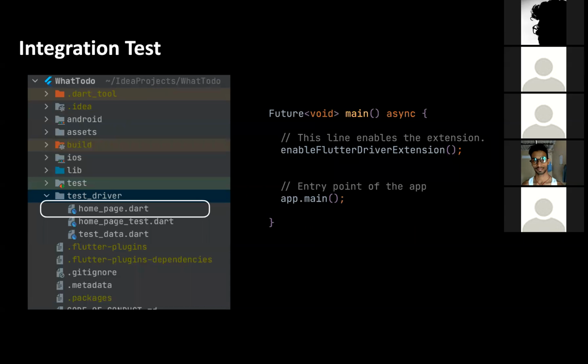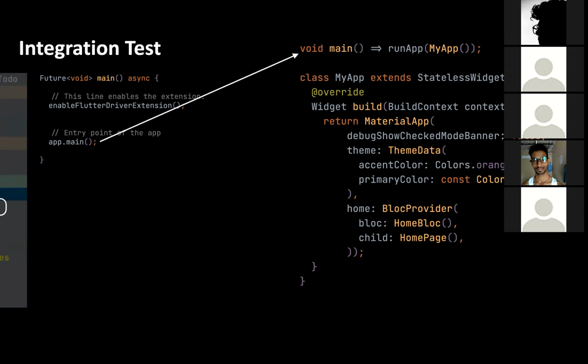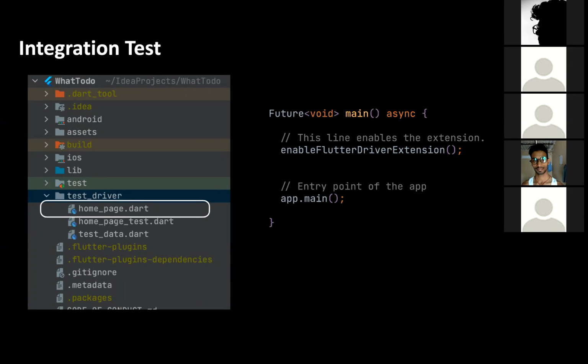So app.main is nothing but our entry point, our Flutter app, where the app starts. So this is our entry point. We are defining that, okay, start my app from main. So this is how we write the homepage, the entry point of a class.